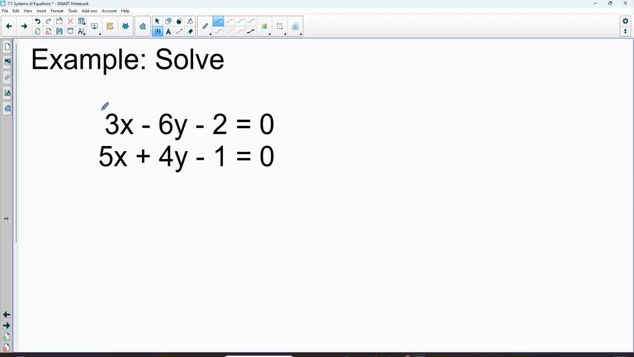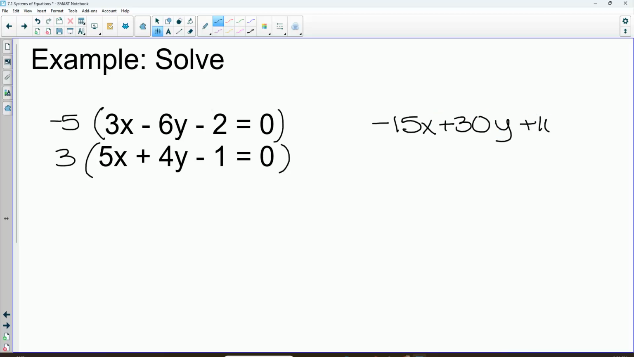So if you wanted to cancel x, you would have to get a 15 and a negative 15. So you could take, maybe this one times negative 5 and that one times 3. If you wanted to cancel y's, you would have to multiply the top one by 2 and the bottom one by 3. It doesn't matter. You'll get the same answer at the end. If I do this.